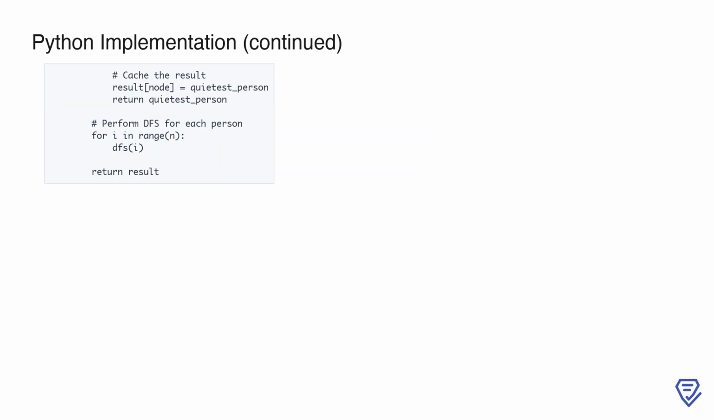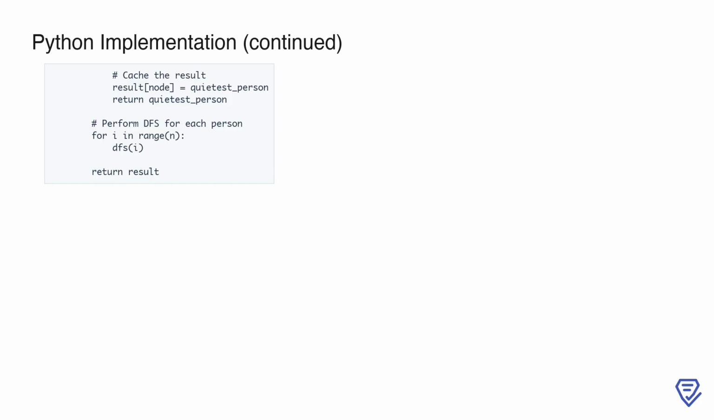Once we've identified the quietest person for the current node, we cache the result in the result array to avoid redundant computations during future visits. Finally, we return the quietest person for this node. After defining the DFS function, we iterate through all individuals, from 0 to n-1, and call the DFS function for each one. This ensures that we compute the quietest person for every individual in the graph. Once the DFS is complete for all nodes, the result array contains the desired output, where each index maps to the quietest person associated with that individual.